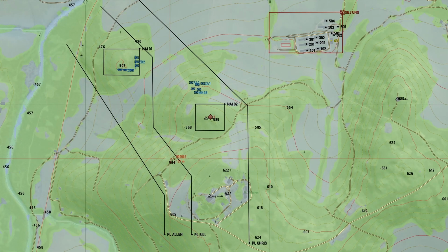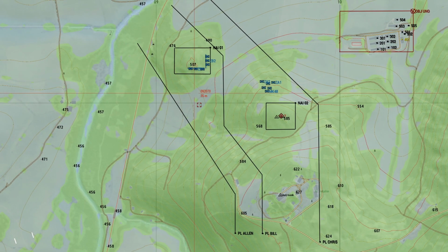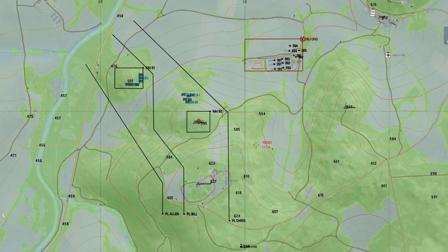So this is how we do a movement to contact with our overall objective here, one with the search and attack, and one with the approach march here. Please let me know if you guys have any questions about either one of these. Thanks, guys.